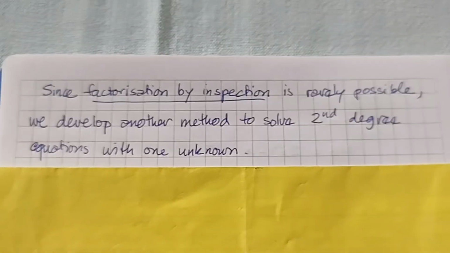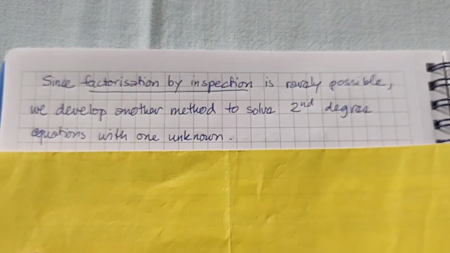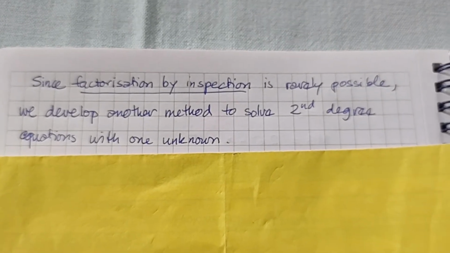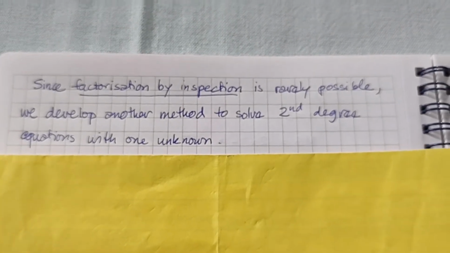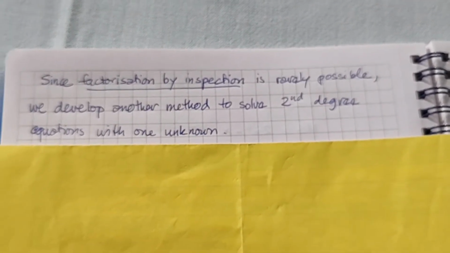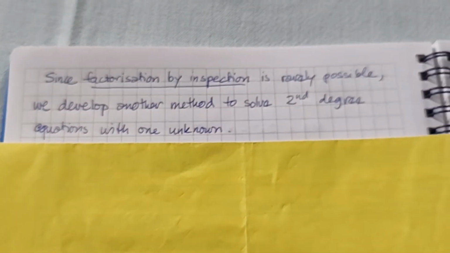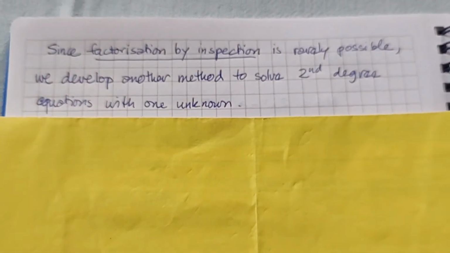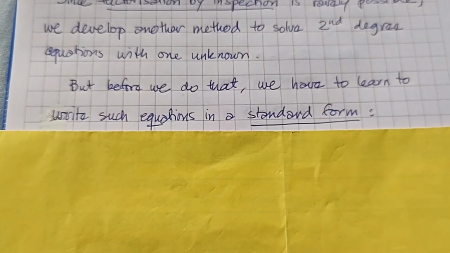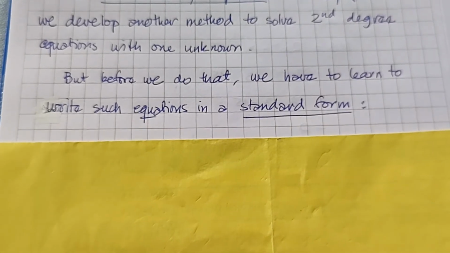Right. So since factorization by inspection is rarely possible, we develop another method to solve second degree equations with one unknown. There are ways of solving it, which I'll show you in the next video. But before we do that, we have to learn to write such equations in a standard form.